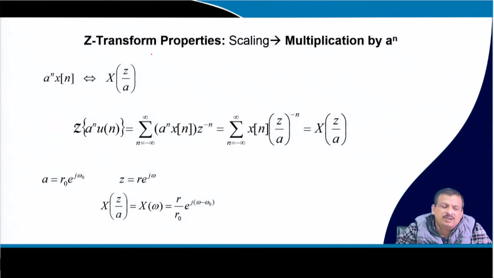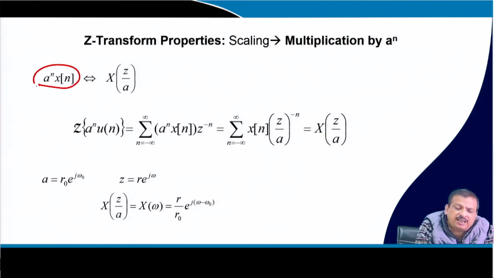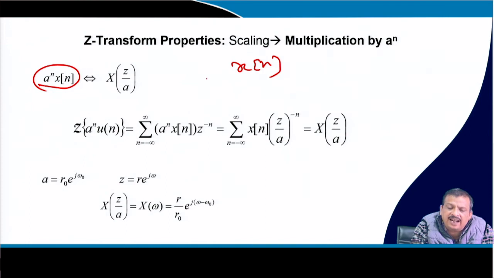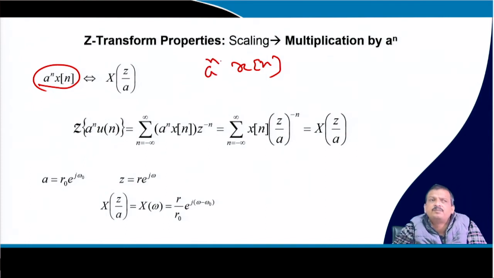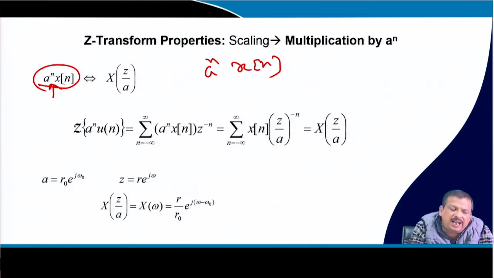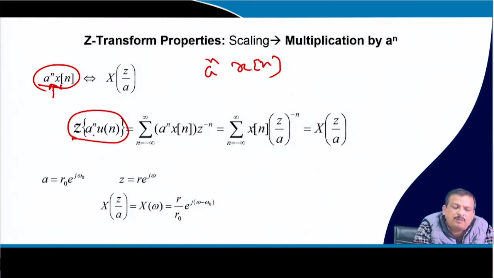So, scaling. Let us say a to the power n of x n. So, x n is my signal and scaling is done by a to the power n. So, a to the power n is a scaling factor. So, what is the z transform of a to the power n x n? I want to calculate the z transform of a to the power n x of n. Let us say x of n, not u n, just x of n. So, I can say a to the power n x of n z to the power minus n.